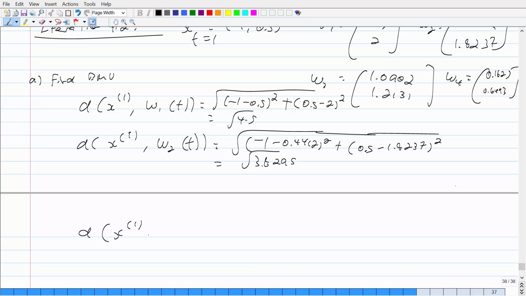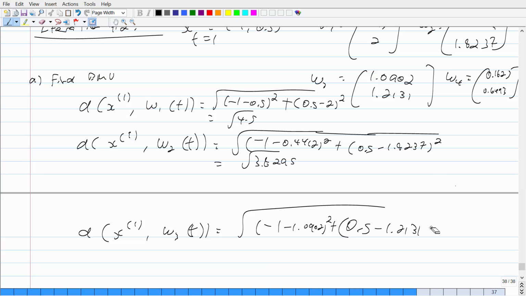We do it for the third one for the same example. So we do -1, and this was 0.5. The second set of weights was 1.0902 squared, plus 1.2131. This is equal to square root 4.8774. Okay, last but not least.